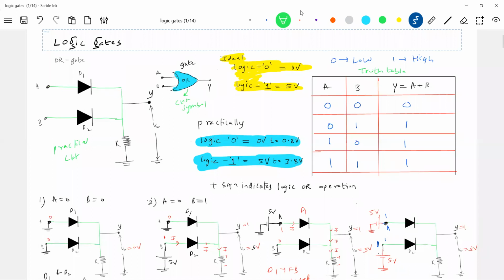Okay, got this. There's a practical circuit for the logic OR operation, which we implement using diodes, the circuit symbol, and how inputs and outputs are related, which is the truth table. So what is that plus sign? Is it addition? The plus sign indicates logic OR operation.